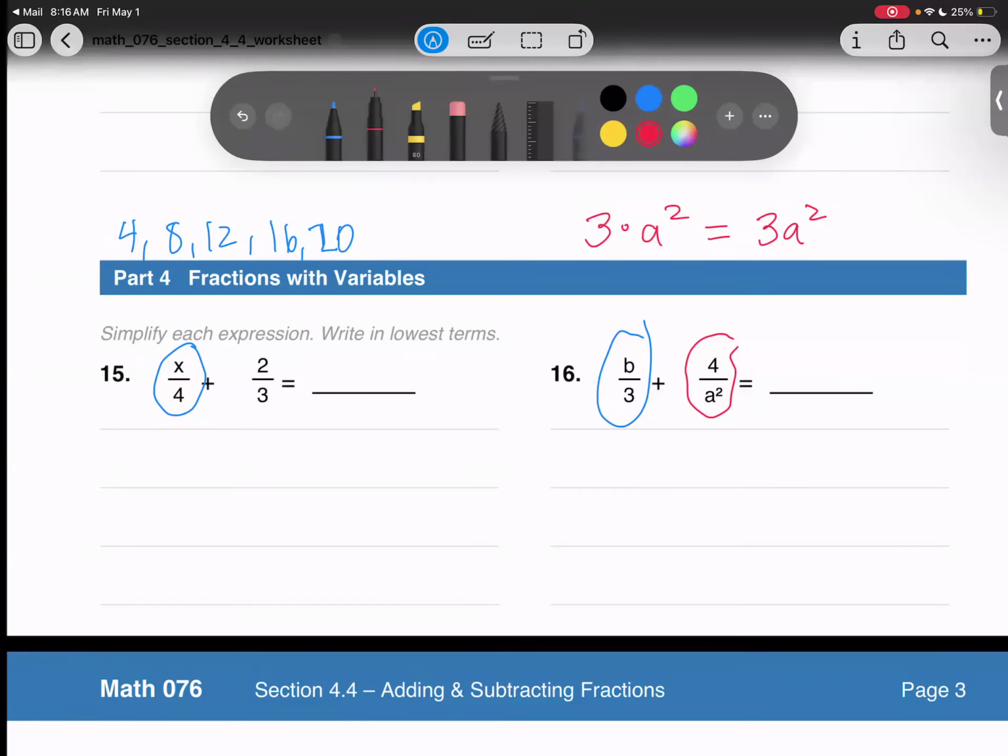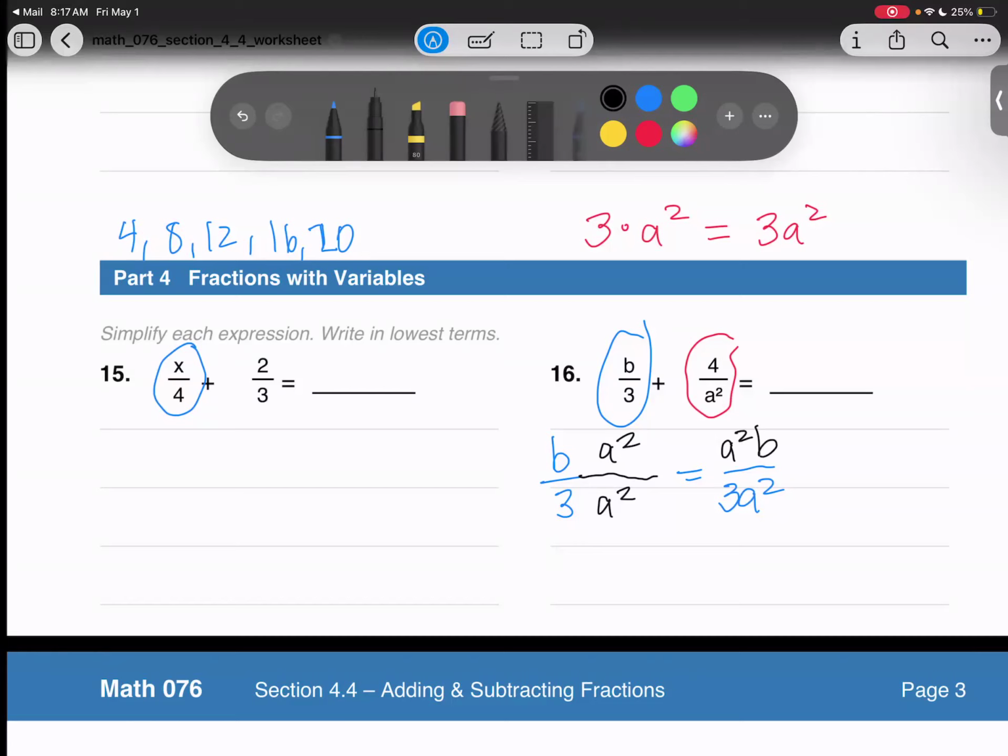Okay, so I need my denominator to be 3a squared. So I've got b over 3, and I want it to have a denominator of 3a squared. What am I multiplying the denominator by to get to a squared? 3 times what is a squared? A squared. And then b, I have to do the exact same thing at the top. B times a squared. Whew, this is a hard one.